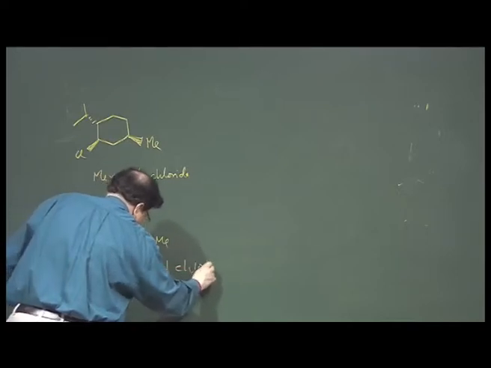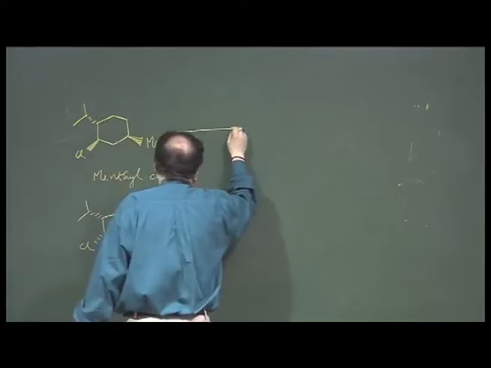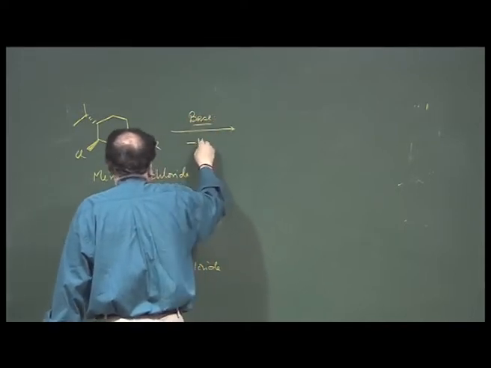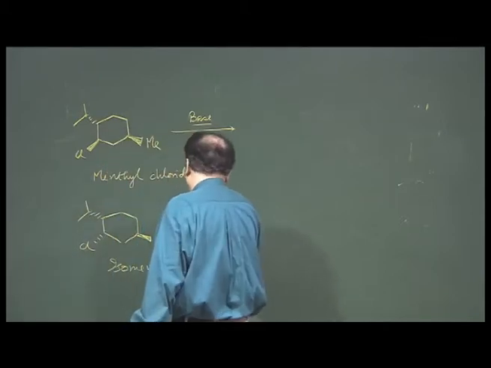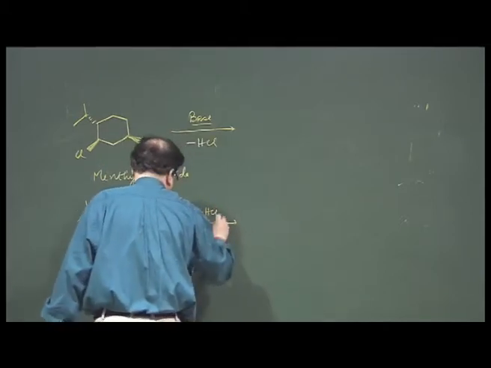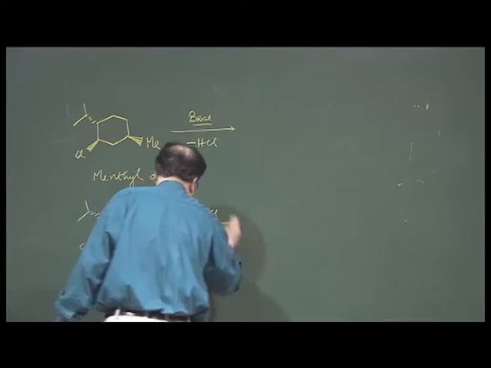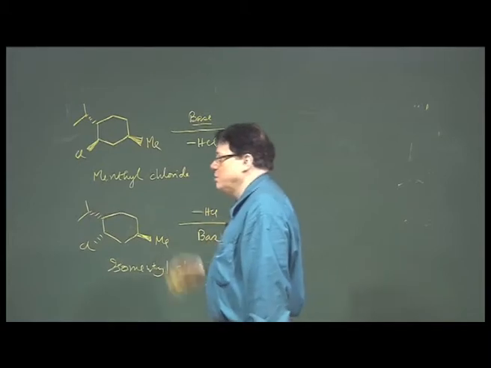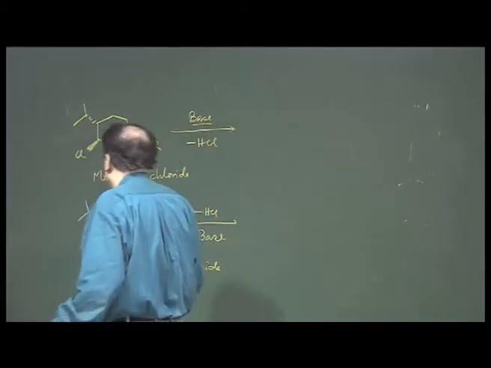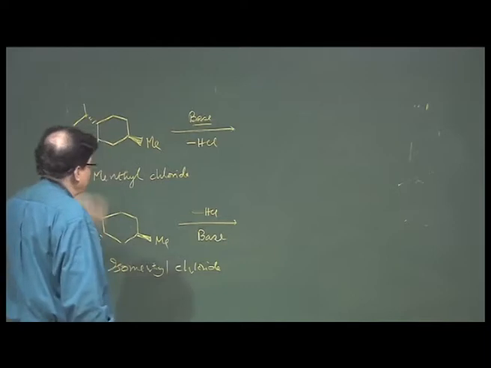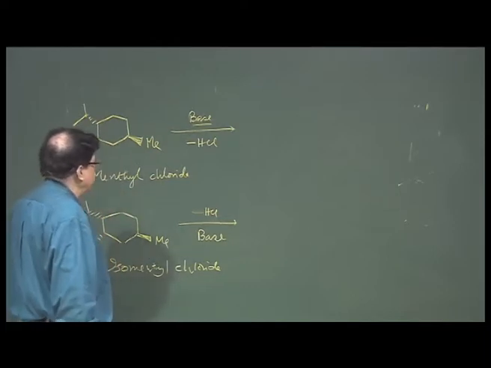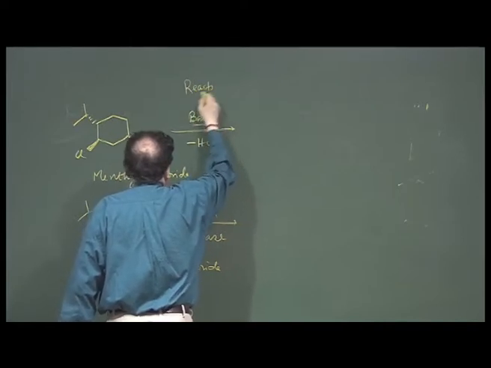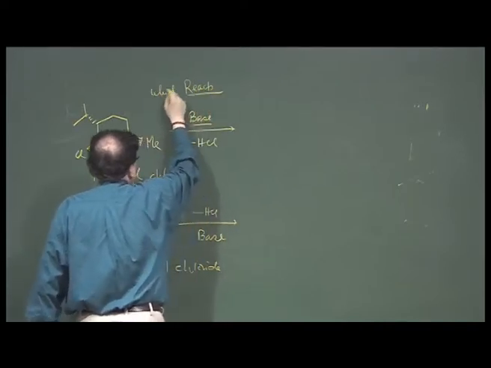Now, if you want to do dehydrohalogenation, minus HCl by a base, the question is which one reacts faster, or there may be some problem with some molecule, or which molecule has that problem. So, in order to solve this type of problem, this is the reactivity question, that is which reacts faster.